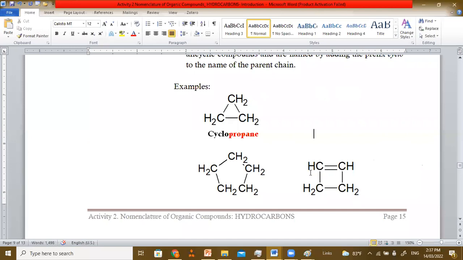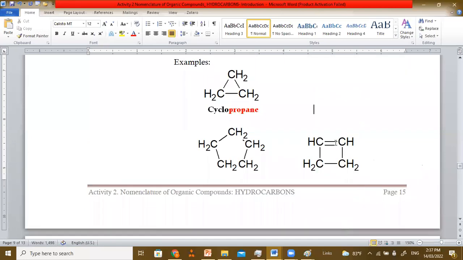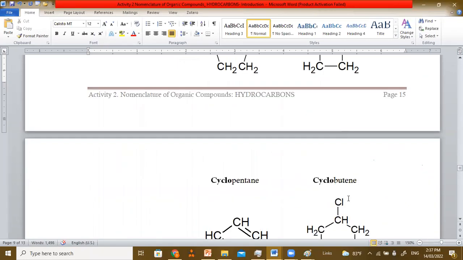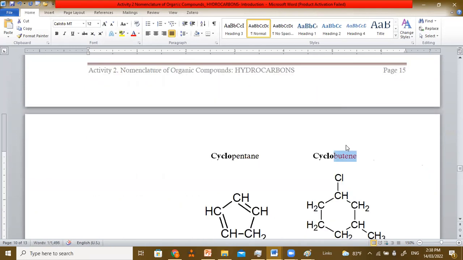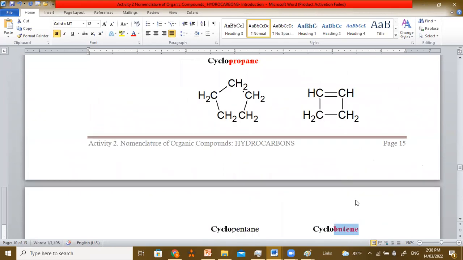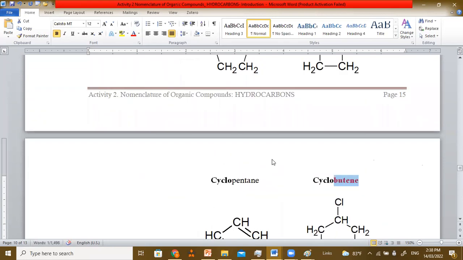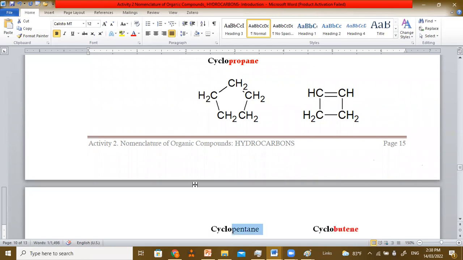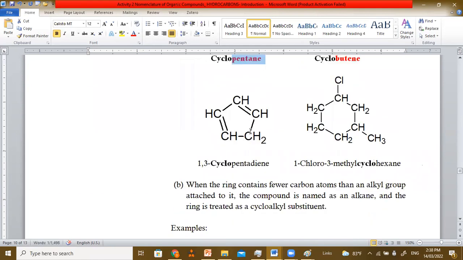And this one is 4, so that will be butane. Okay, but there is a double bond here, butane. This is our parent chain. Make it red and put the word cyclo before the butane. Cyclopentane, this one is pentane. But again, include the cyclo before the name. This one is 1, 2, 3, 4, 5, pentane.